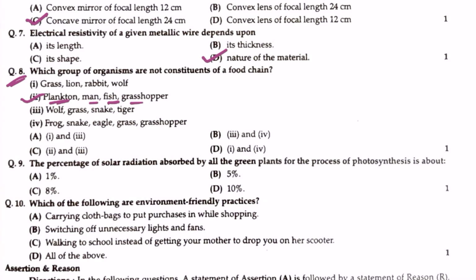Next is wolf, grass, snake, tiger. Grass is producer, wolf, snake, tiger. None of these eat grass. And wolf, snake, tiger, in these three also no food chain is forming. So option 3 here it does not form a food chain. Frog, snake, eagle, grass, grasshopper. This forms a food chain. Grass is the producer. Grasshopper will eat grass. Frog eats grasshopper and snake eats frog. So option 2 and 3 are wrong. So here the correct answer is option C. 2 and 3 are not the constituents of a food chain.